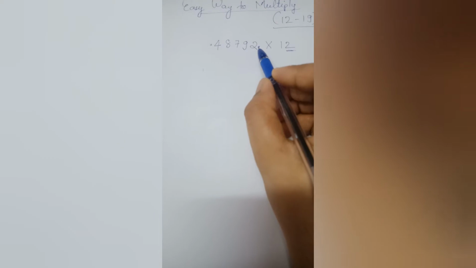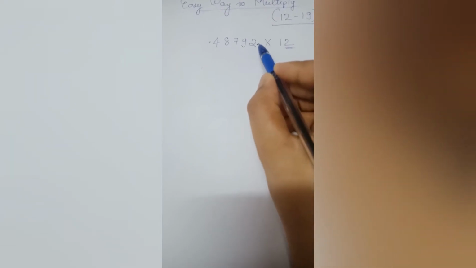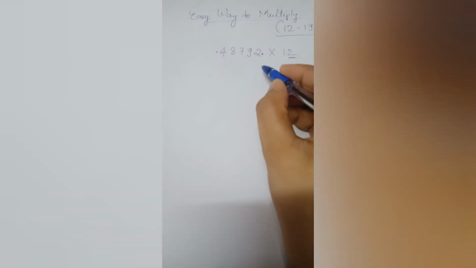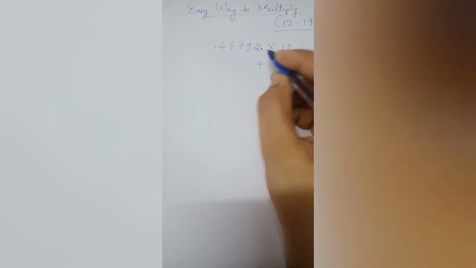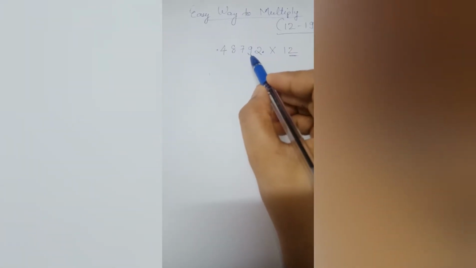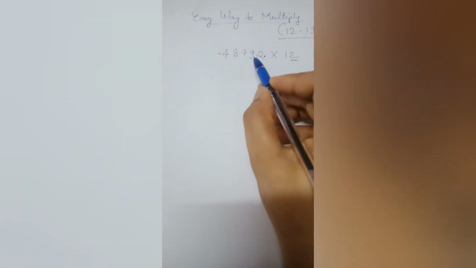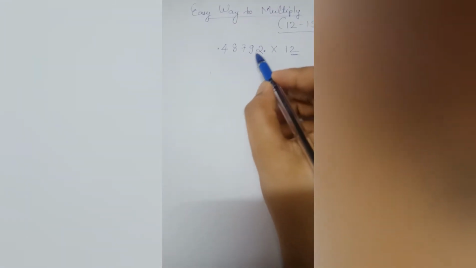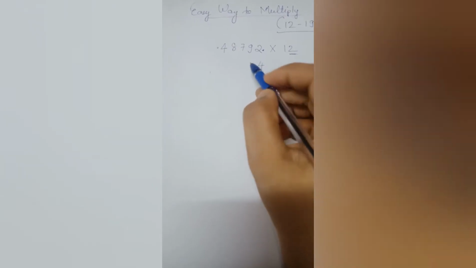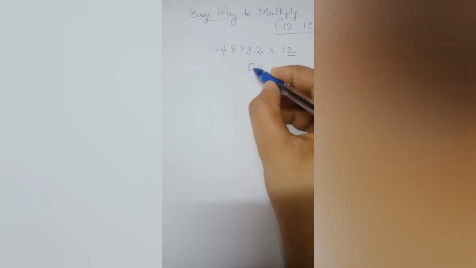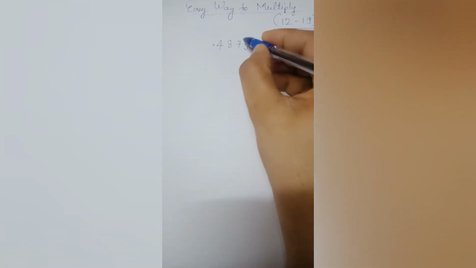Now you need to multiply. Consider this dot as 0. 2 plus 0 is 2. Now 2 2s are 4, multiplying with the units place. So write 4 here. Then multiply this: 9 2s are 18. 18 plus 2 is going to give you 20. So write only 0 here, and 2 carry forward.